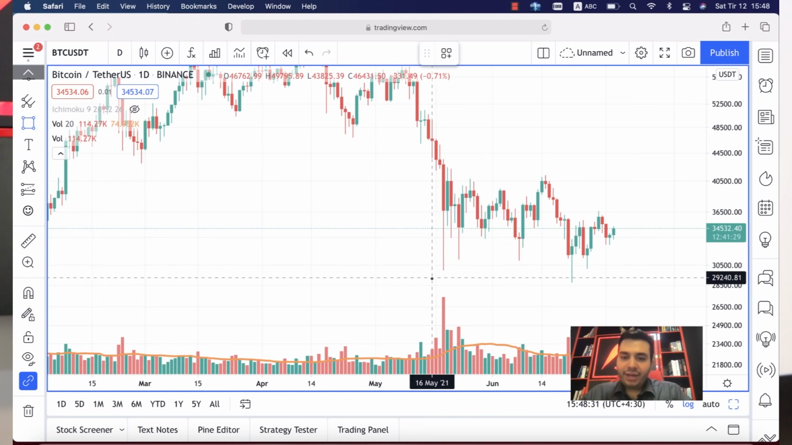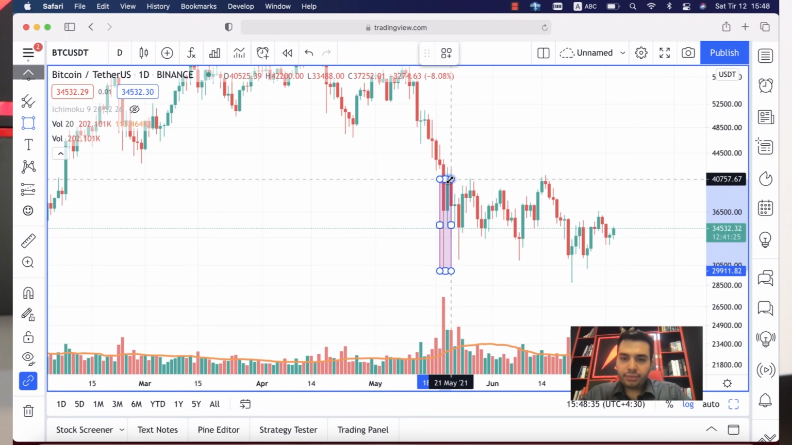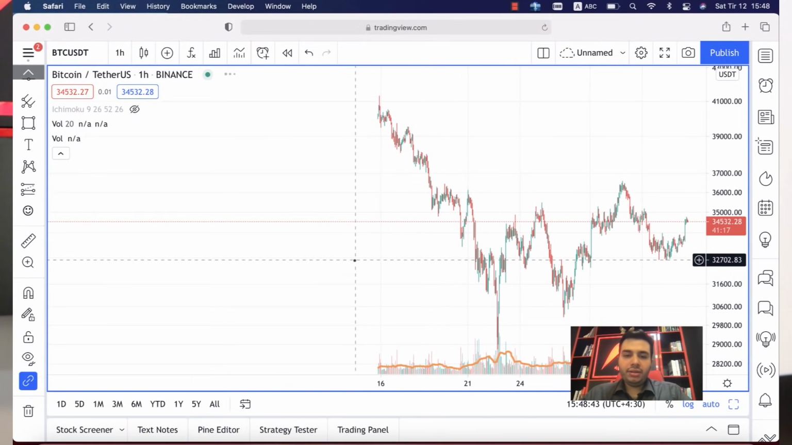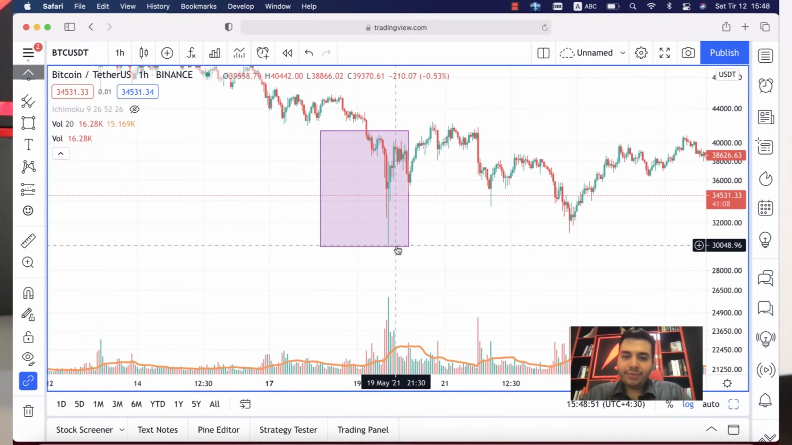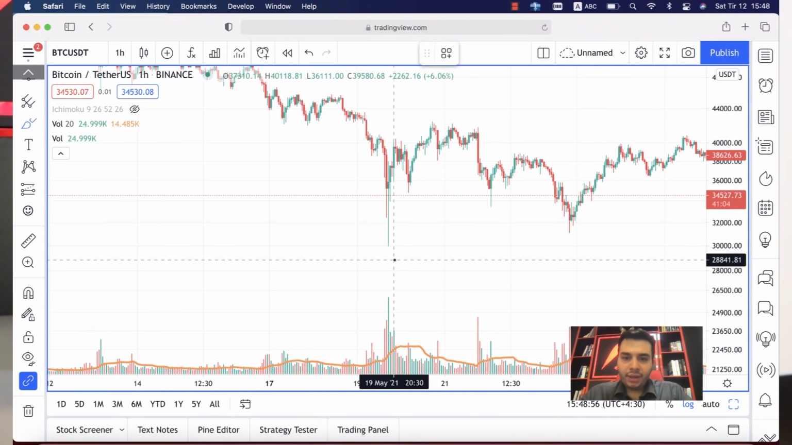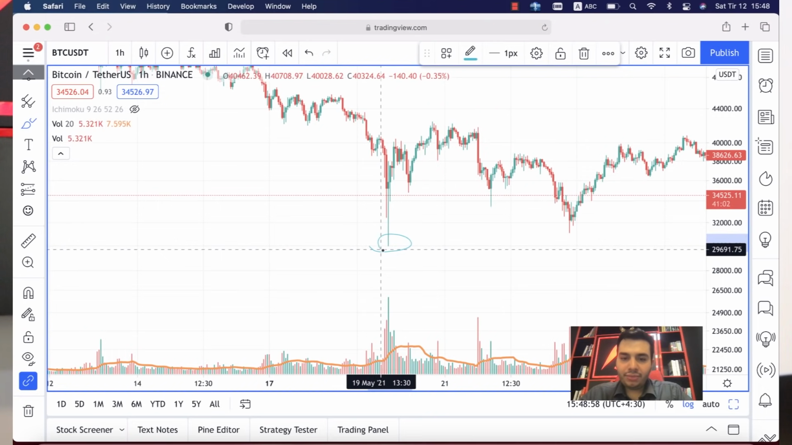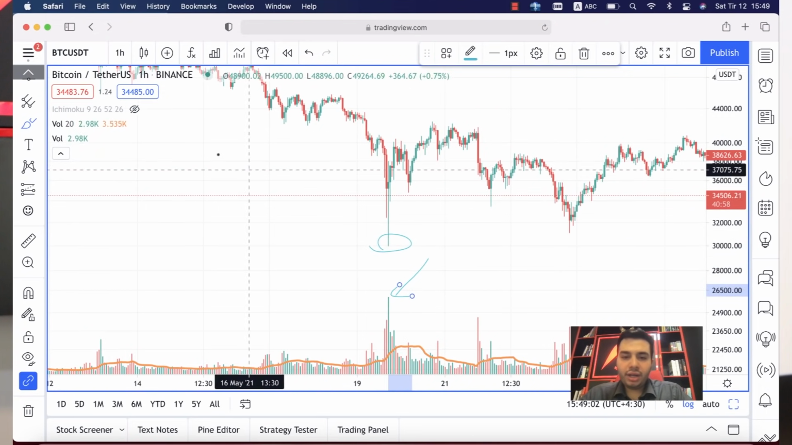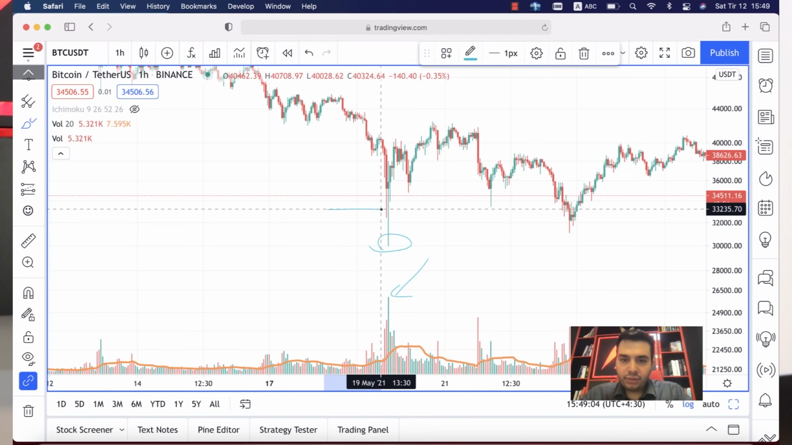If I want to go deeper on big shadows and analyze the volume, for example, on the 19th of May, we had a big shadow and big volume, okay? Here, I'm going to the 1 hour time frame and I want to analyze the volume. As you can see, most of the volume happens on shadows, okay? Here we had the big volume on the 1 hour time frame. On the 1 hour time frame, again, on this shadow we had a big volume here.